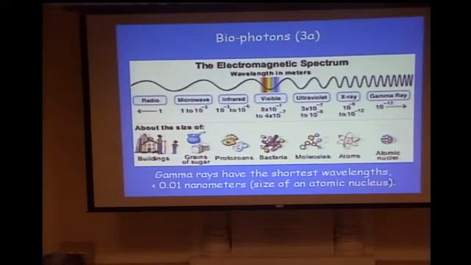So this is here a little more explained, where are the X-rays and gamma rays. So gamma rays have the shortest wavelength. It's the radium. Right.